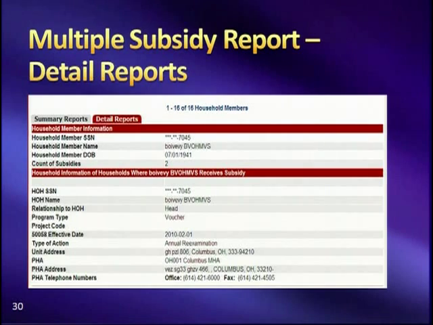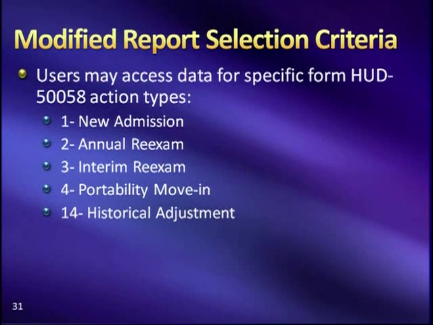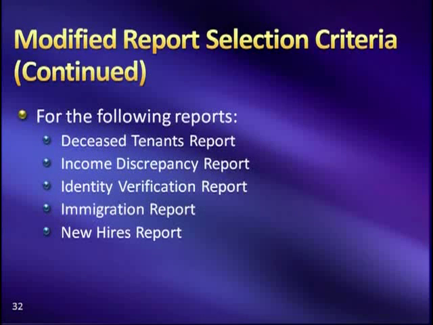So that's pretty straightforward. Next, we've modified the report selection criteria so that you may access data for these specific 50058 action types. Notice it's action type 1, 2, 3, 4, and 14. We've made this available for the deceased tenants report, the income discrepancy report, as well as the identity verification report, the immigration report, and the new hires report. This feature will be extended to the income report in September 2011. And I want to show you what this looks like.